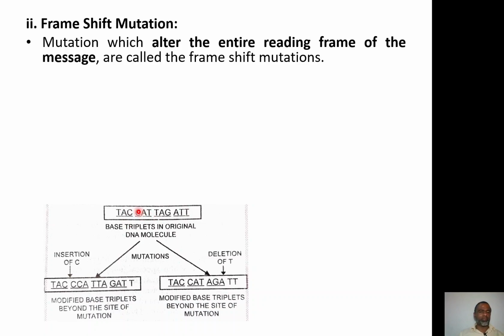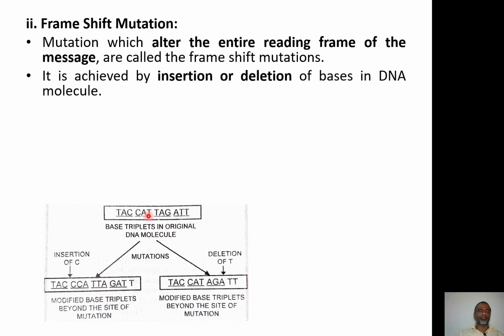In the previous case we have discussed, only change will be observable only due to change in this code. But sometimes what happens, there are certain mutations which change the entire reading frame. So, this is called the frame shift mutation. How does it happen? It happens because of two reasons, either because of insertion or because of deletion. Say for example, you delete C from it.